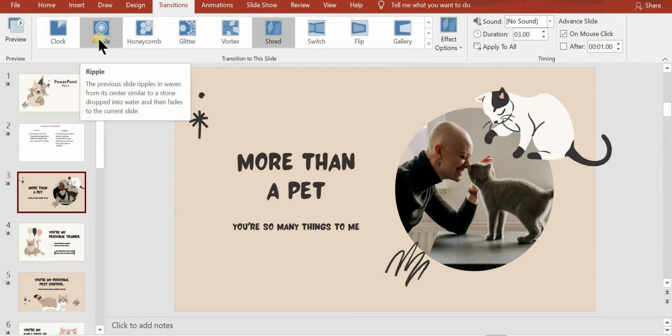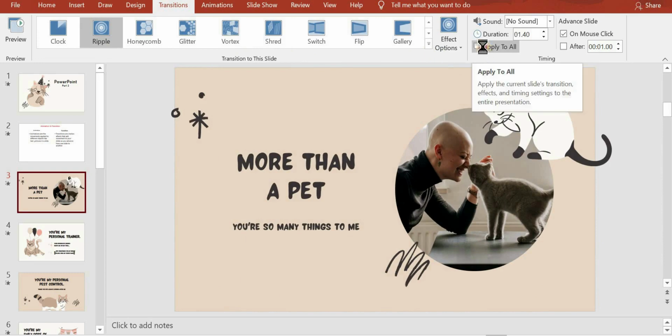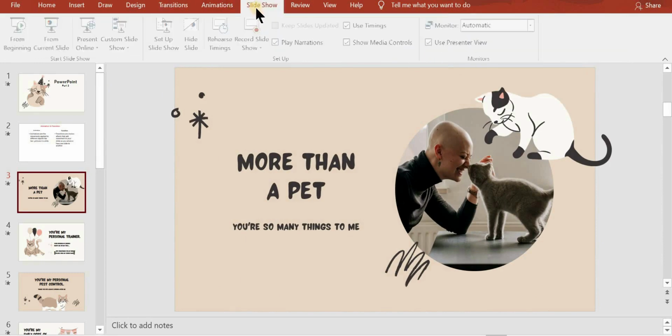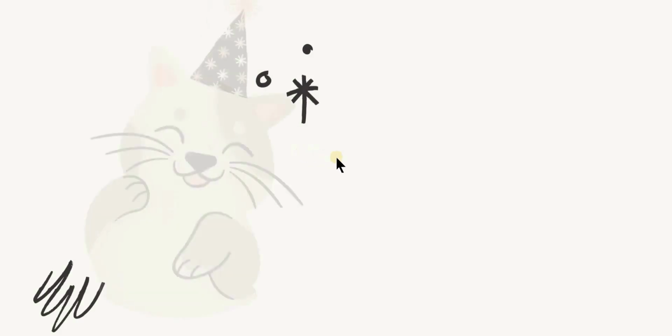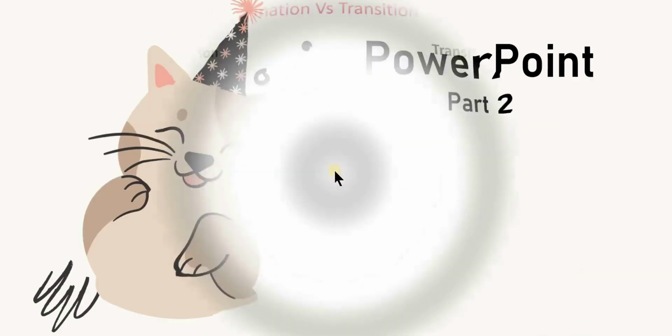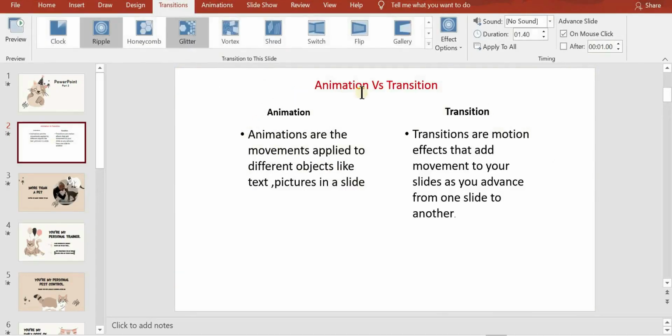You can give another one if you want, ripple. This is that transition effect. We can give apply to all, and we can select slideshow. Then you can view that from here, from beginning. This is the transition effect for the first. For the second, same transition effect. Clear?